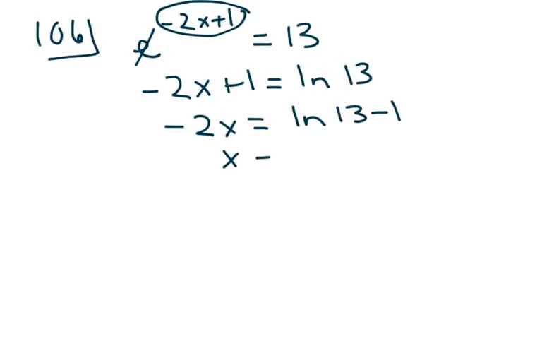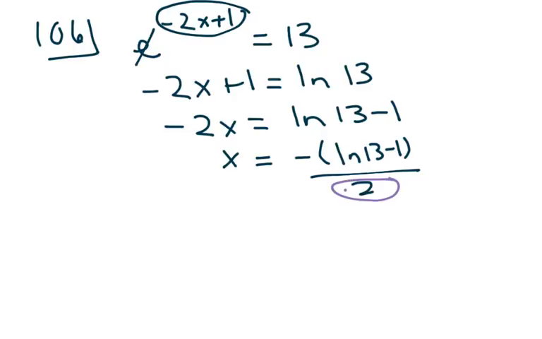And divide by negative 2. So when I divide by negative 2, I'm just going to put the negative in front of here. Divide by 2. ln of 13 minus 1. I don't like negatives here. Most mathematicians don't put the negative down here. So that's just going to be 1 minus ln of 13 over 2 is your solution set.